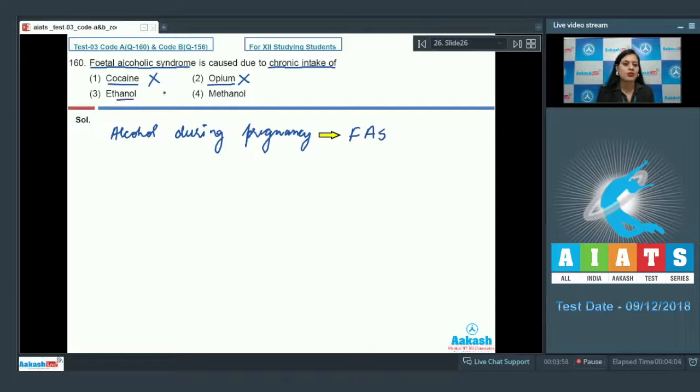In between option number 3 and 4, it is option number 3 which is the correct answer to our question, which means chronic intake of ethanol will lead to fetal alcohol syndrome. On the other hand, methanol is poisonous and is not consumed as an alcoholic beverage, so it is an incorrect option. So the correct answer for this question is option number 3. Let's proceed to the next question.